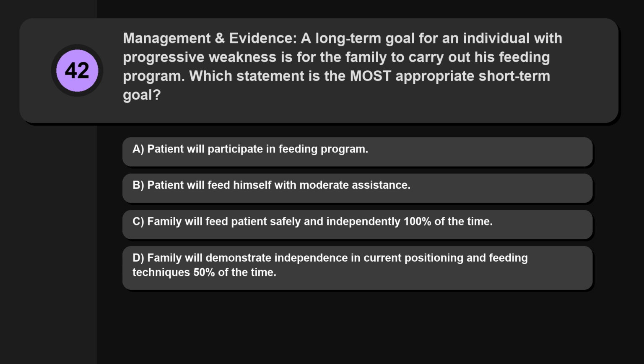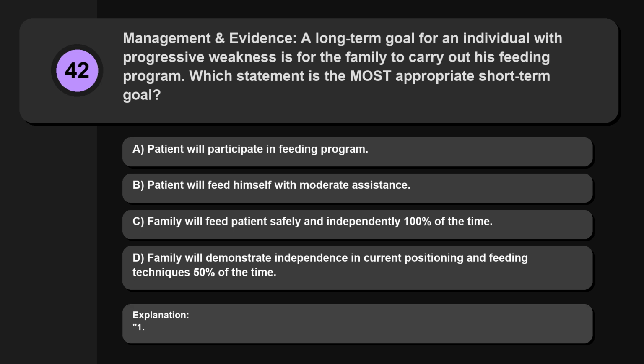Question 42. Management and evidence. A long-term goal for an individual with progressive weakness is for the family to carry out his feeding program. Which statement is the most appropriate short-term goal? Option A. Patient will participate in feeding program. Option B. Patient will feed himself with moderate assistance. Option C. Family will feed patient safely and independently 100% of the time. Option D. Family will demonstrate independence in current positioning and feeding techniques 50% of the time. The correct answer is option D.